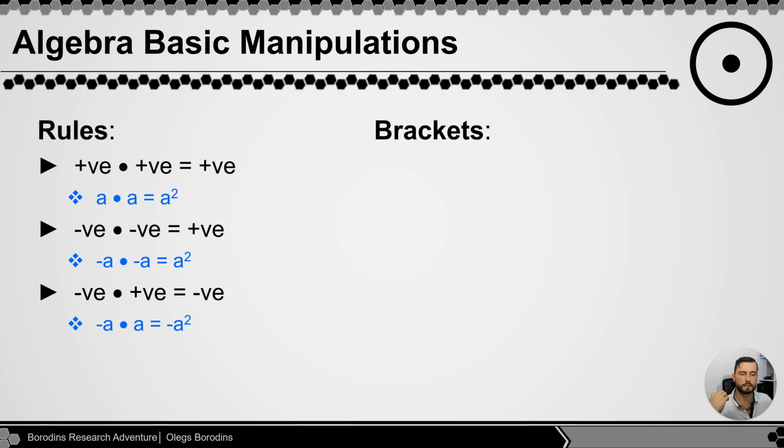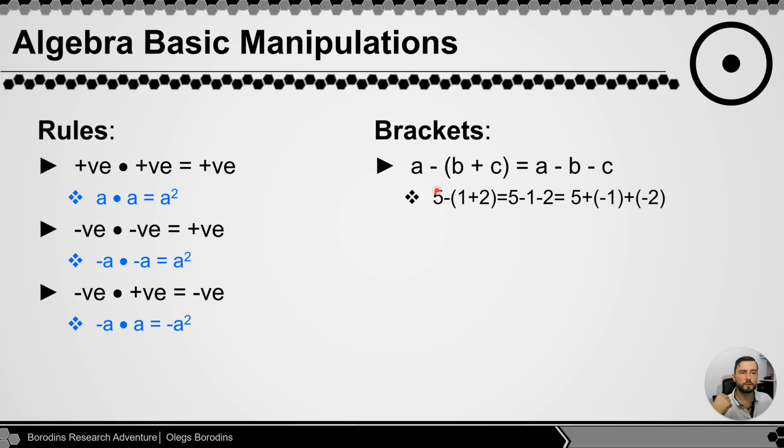And let's talk about brackets. When we have a minus brackets b plus c, it will be the same as a minus b minus c. For example, 5 minus brackets 1 plus 2, if we open it, will be 5 minus 1 minus 2. So we can see that we have two negatives, and it also can be written as 5 plus negative 1 plus negative 2.